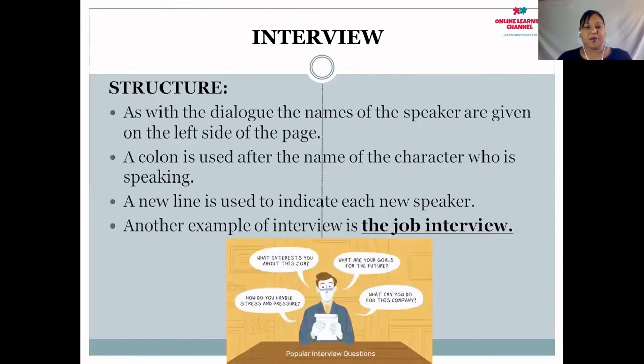For example, popular questions in a job interview would be, what interests you about this job? What are your future goals? How do you handle stress and pressure? What can you do for this company? In a job interview, it's basically the interviewer, the employer, interviewing the applicant on questions related to the job and their experience and qualifications. So it's structured towards a goal of seeing if this candidate is suitable for the job.